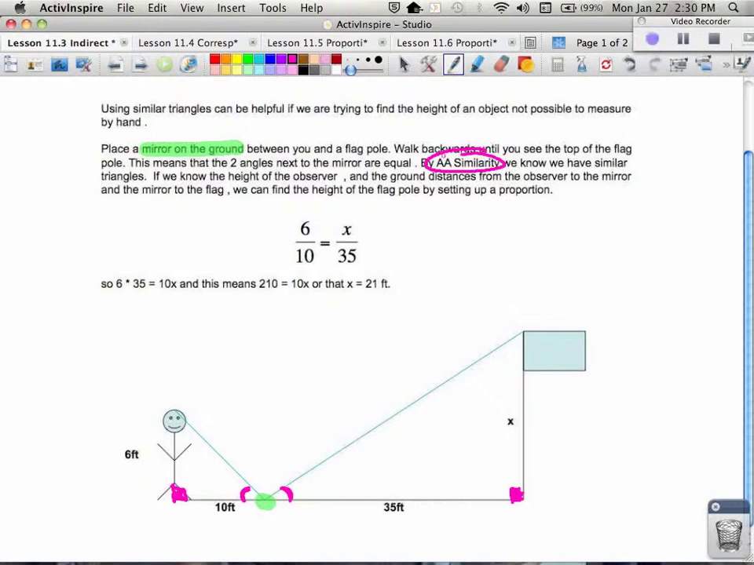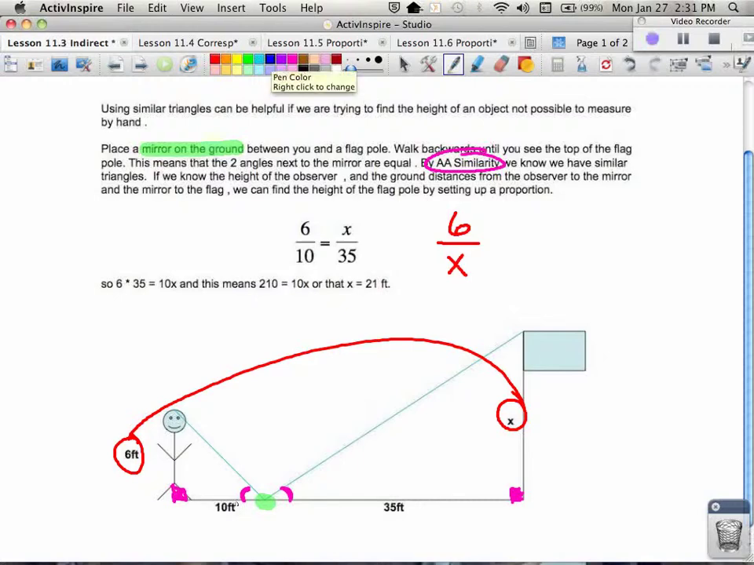solve this. For example, if I ignore what's up on the board right now and I do it the way that we were talking about before, we talked about how the 6 from my height should compare to the x from the flagpole's height. So I would have written down 6 comparing to x, left to right. And then I would also compare the distance from me to the mirror, which would be 10, as compared to the distance from the mirror to the flagpole, 35. So I would have set this up as 10 over 35.